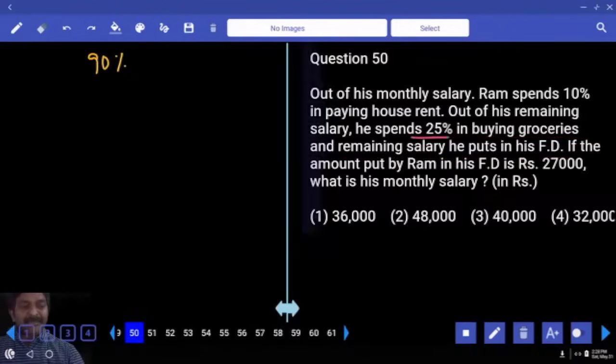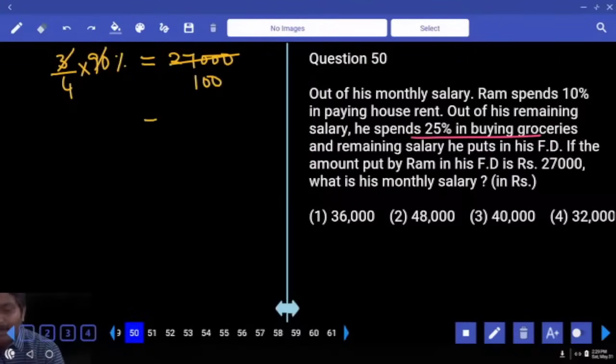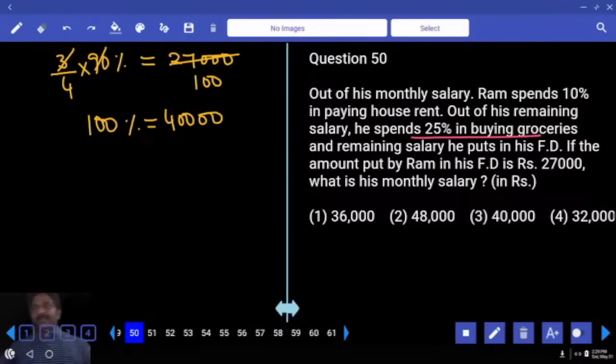Okay. Out of this remaining 90%, 25% spent on groceries. Remaining will be? Can I write 75% as 3 by 4 into 90%? This is the amount kept in fixed deposit, correct? And this value is equal to 27,000. 3 into 90, 270? 270 how many times? And 4 goes to the other side. Then 1% value is equal to 400. Monthly salary was 100%. 2 more zeros. Answer, 40,000.